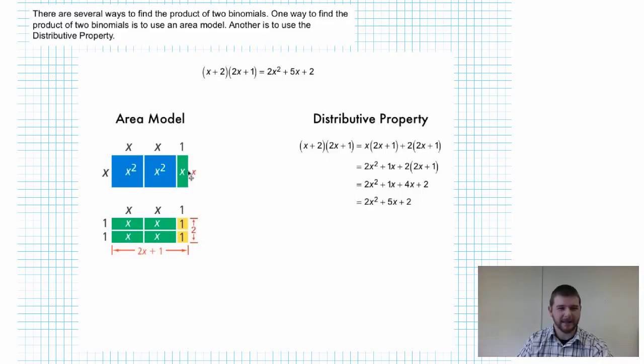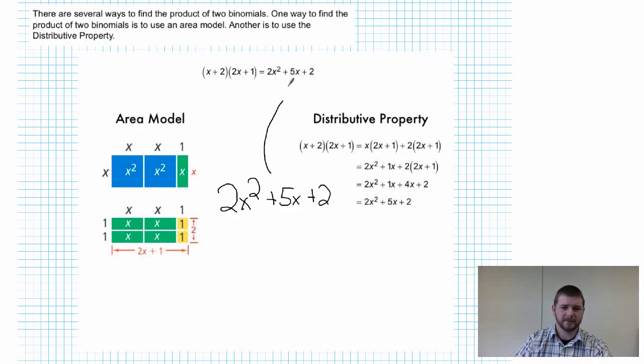This rectangle has a length of x units and a width of 1 unit. X times 1 is x. Likewise, these green rectangles all have areas of x, and these yellow squares have areas of 1. 1 times 1 is 1. And then we can add these things together, much like we did with the dog run problem. X squared plus x squared gives us 2x squared. X plus x plus x plus x plus x, there are 5 of those, gives us plus 5x and plus 2.